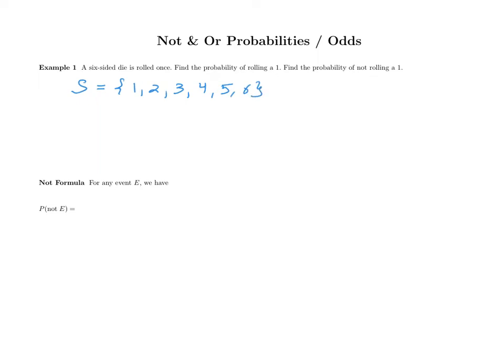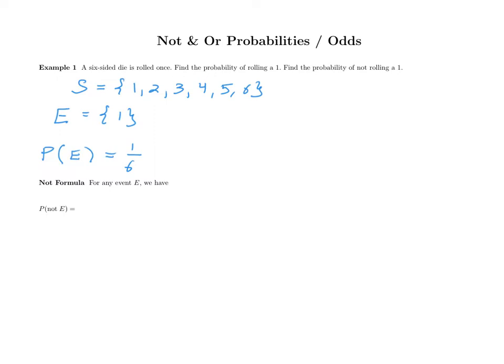Next, I'll define this event here, rolling a 1, as E. If E is rolling a 1, that means we're talking about the subset of the number 1. If we want to know the probability that event E happens, it is the number of things in this event divided by the number of things in the sample space. That is 1 out of 6 things, and that actually is the answer. It is 1/6, and I'll leave it as an exact fraction for the probability.